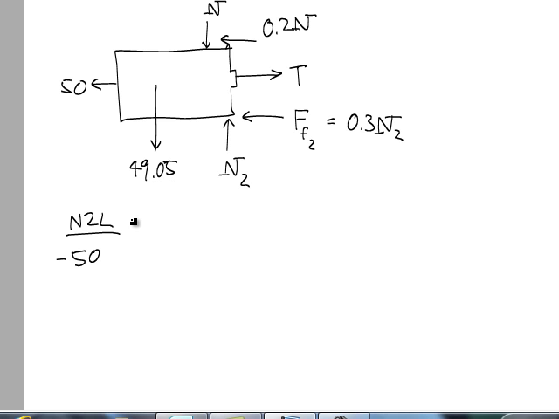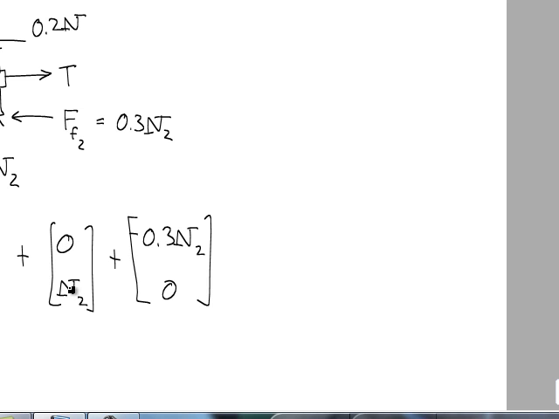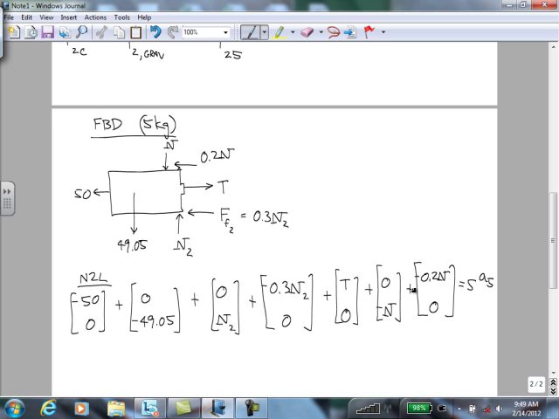So now Newton's second law says: negative 50, 0, plus 0, negative 49.05, plus 0, N2, plus negative 0.3 N2, 0, plus T, 0, plus 0, negative N, plus negative 0.2 N, 0, is equal to the mass times A5.